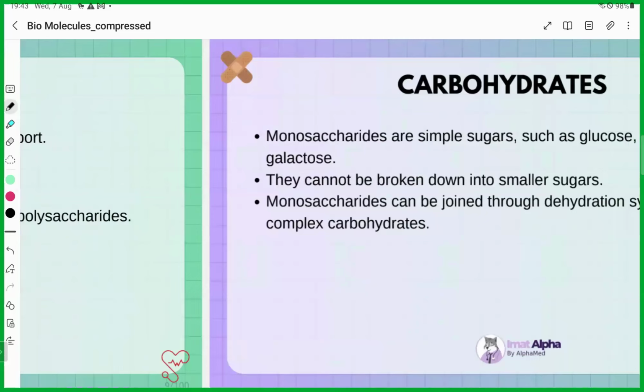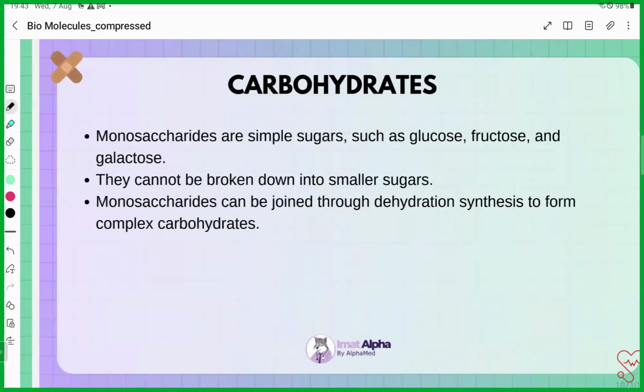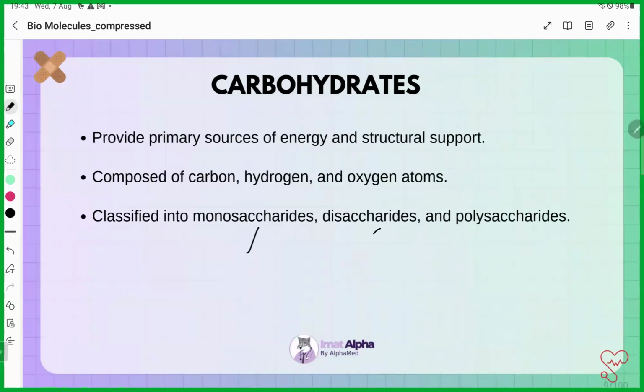Monosaccharides are simple sugars such as glucose, fructose, and galactose. No, I mean lactose is the, sorry. So here we have glucose, fructose, galactose.